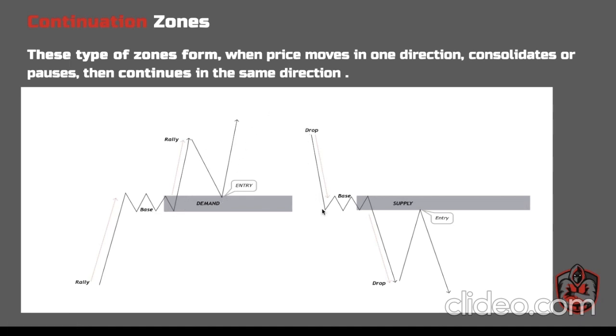And that's the same for the selling example. We have a drop, and then we have a base, a pause, a consolidation, and then price continues to drop. Now that marks out an area of supply. And now remember I said supply equals sell, demand equals buy. So rally, base, rally. When price pulls back into this area, we know that this is a demand. And what does demand equal? Buy. So we look to buy off demand.